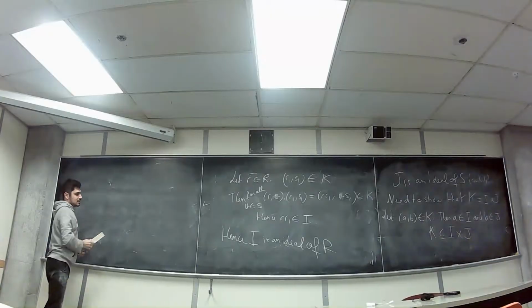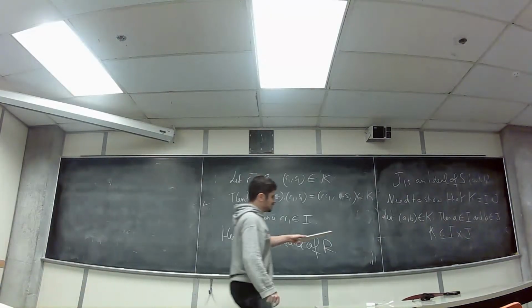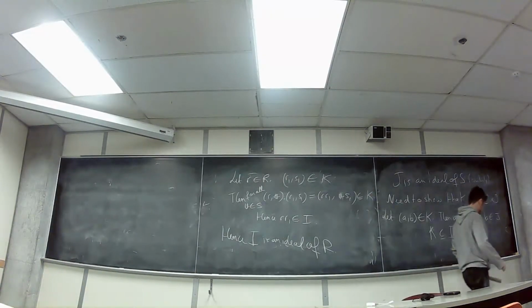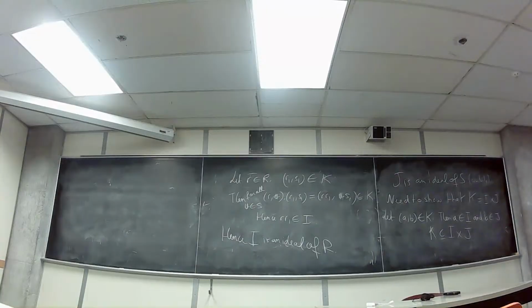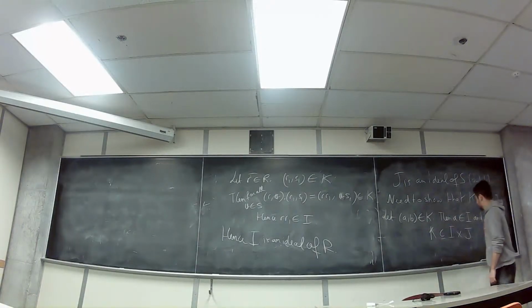Wait a second. Let A belong to K, then A belongs to I, and B belongs to J. Right. Okay. I think that's good, right? But also the other way.